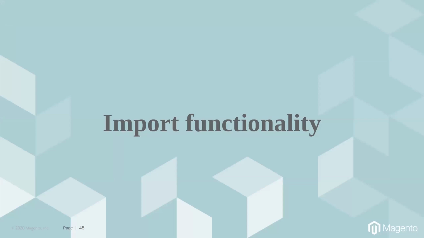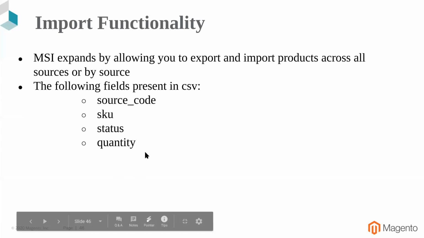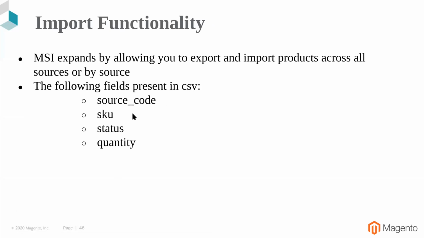Now import functionality is also provided. Let's say you have a big catalog and you have to update the source quantity for that particular SKU. You can use the Magento import export functionality. These are the fields you will get when you have to update in your CSV sheet: source code, SKU, status, and quantity.